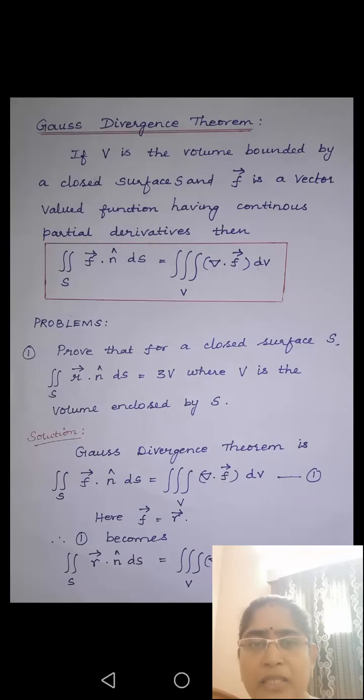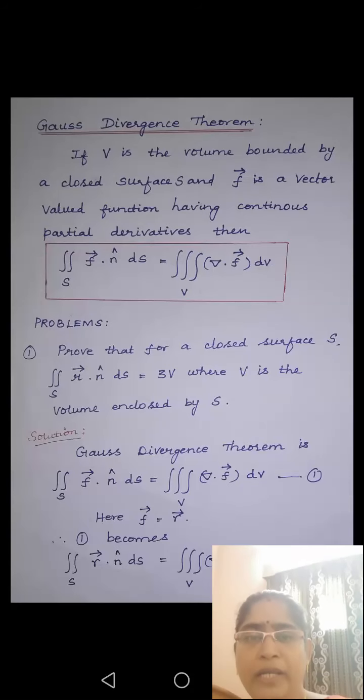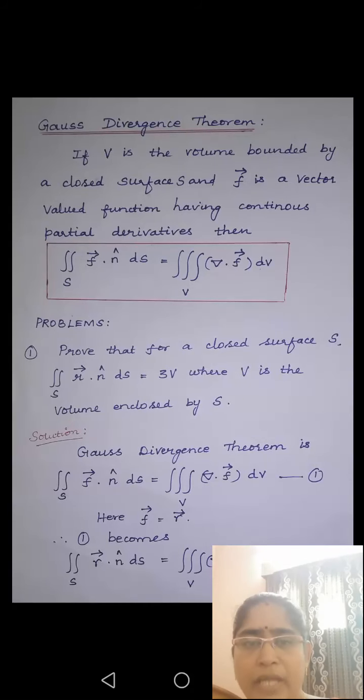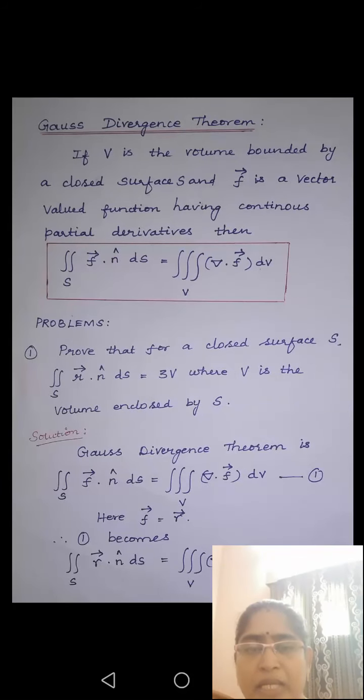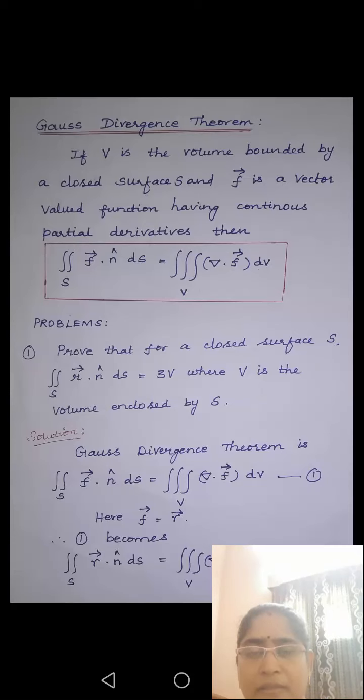When we compare this with the given problem, in the place of f vector we are having r vector. Therefore equation 1 becomes double integral over S r vector dot n cap into ds is equal to triple integral over V del dot r vector into dv. Mark it as equation number 2. Now we have to evaluate the right hand side of equation 2.